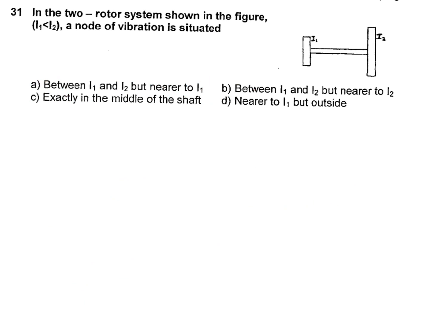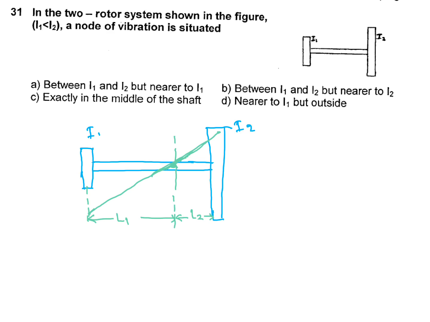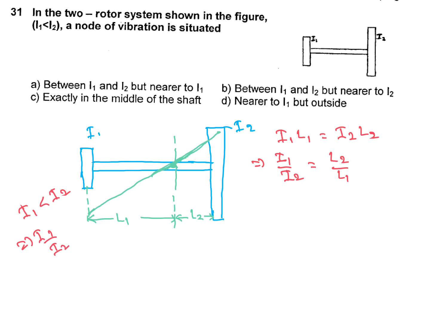In the two-rotor system shown in figure, I1 is less than I2. A node of vibration is situated where? Node of vibration. This is also here. Our formula is I1 into L1 equal to I2 into L2. L is distance from node. So here given I1 is less than I2. I1 by I2 equal to L2 by L1. So I1 by I2 is less than 1. So L2 by L1 is less than 1. So L1 is greater than L2. So this is L1 and this is L2. Or L2 is less than L1.